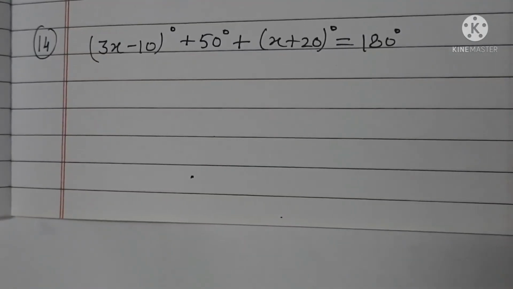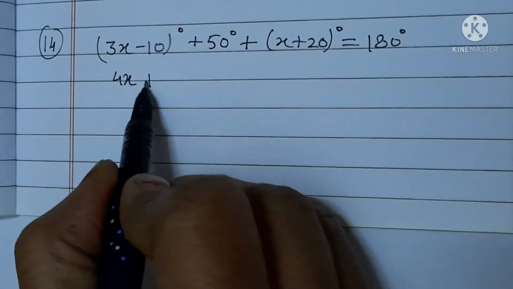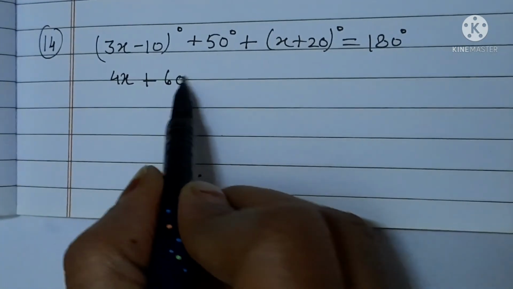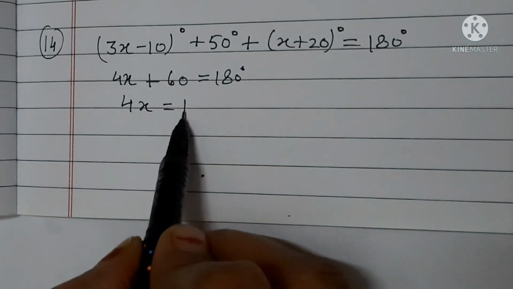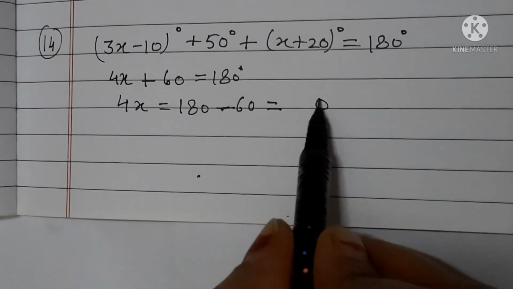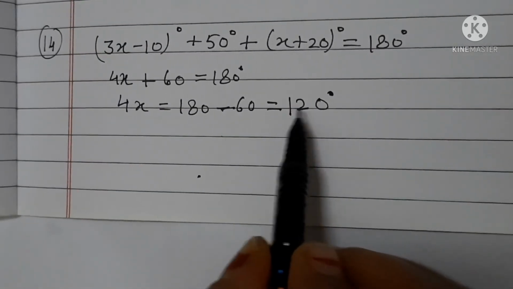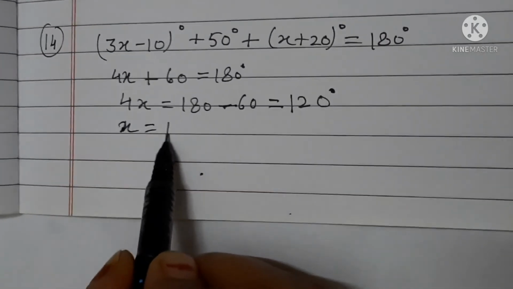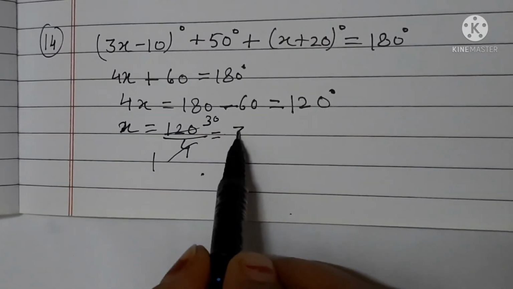Use it. Now 3x plus x, 4x plus 50 plus 20, 70 minus 10, you will get 60 is equal to 180 degree. Now 4x is equal to 180 minus 60, it becomes 120 degree. 4x is equal to 120 degree, so x is equal to 120 upon 4. You will get 4 3s are 12, 0, 30.